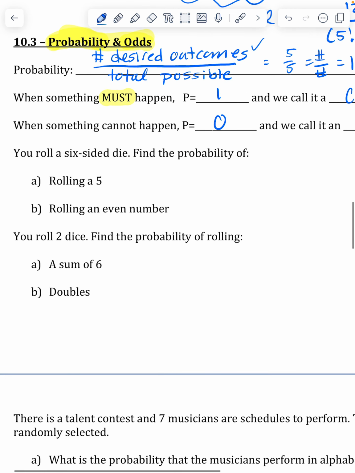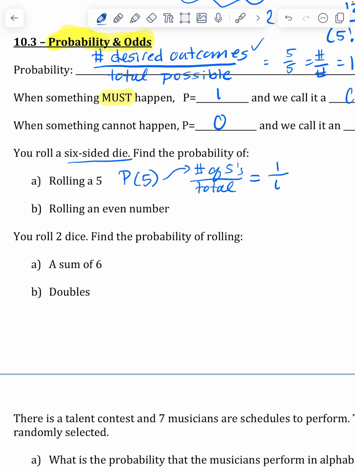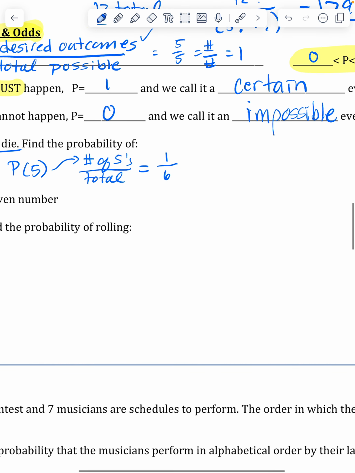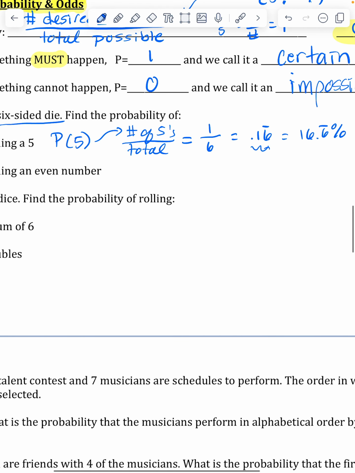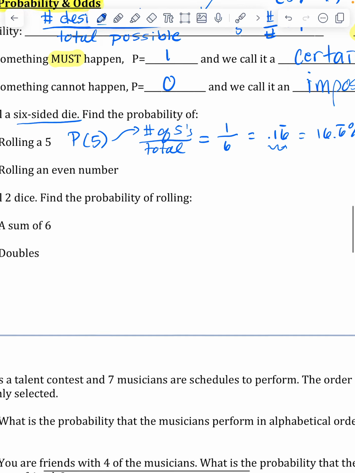So you roll a 6-sided die, find the probability of rolling a 5. It might be written like this, probability of getting a 5. So the number of 5s is the desired outcome over the total number of options. You're rolling a 6-sided die, so only one of them is a 5, and there's 6 possible outcomes. Now, you can also write it as a decimal, which would look like 0.16 repeating, or you can bump that over 2 spots and call that 16.6 repeating percent. It doesn't really matter how you write it, fraction, decimal, percent, whatever is easiest for you.